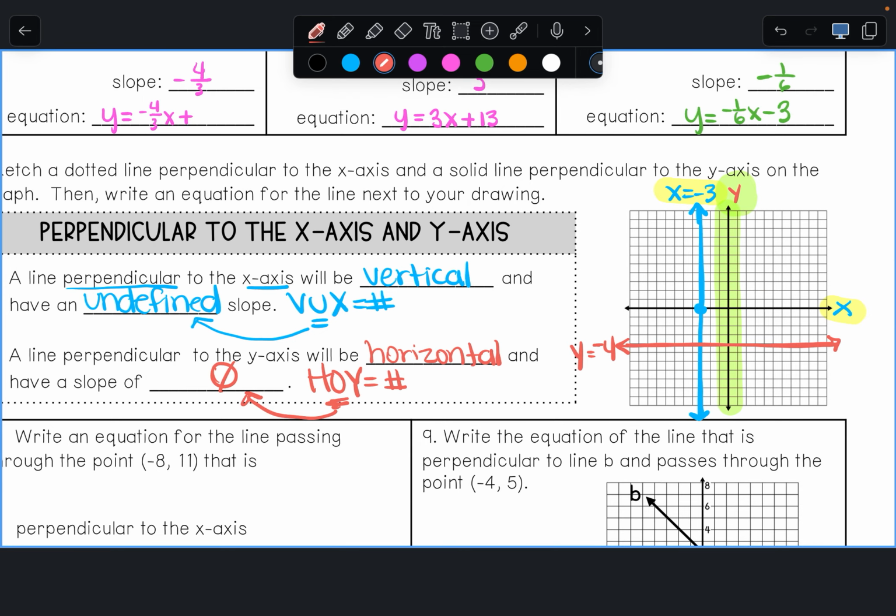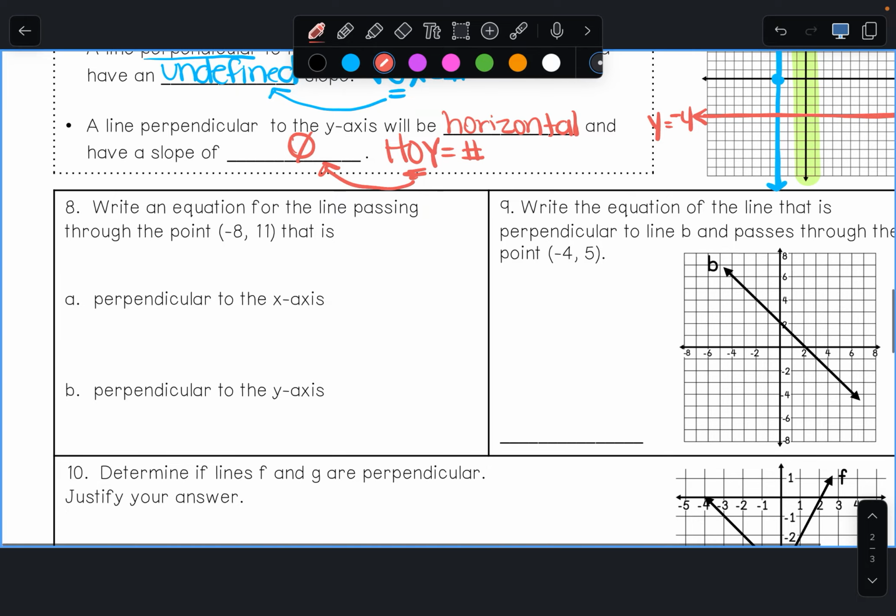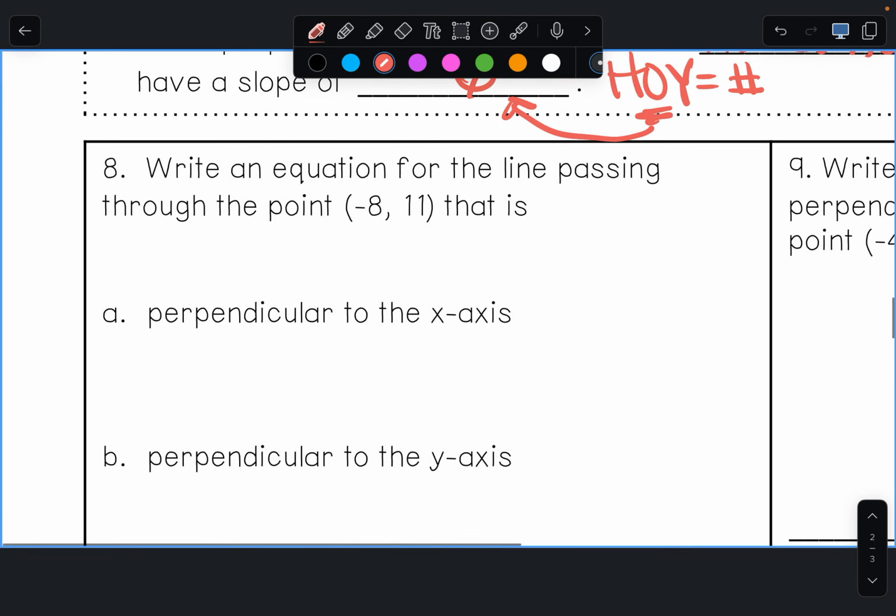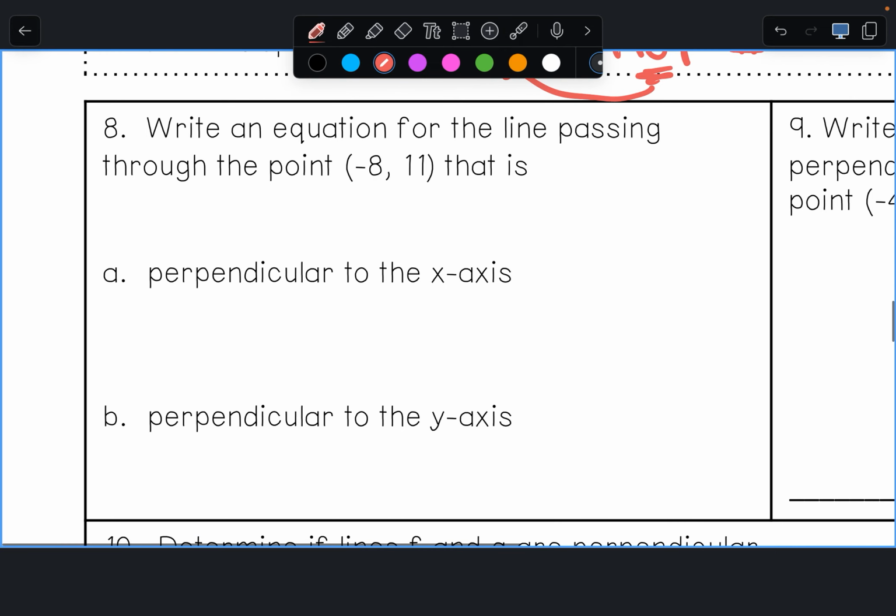So just keep that in mind. Be careful with these types of problems. Very easy to make mistakes. Write an equation for a line passing through the point (-8, 11) that is perpendicular to the x-axis, okay?